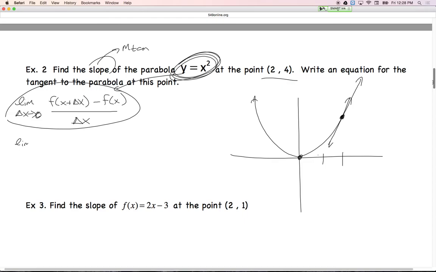Here we go. Limit as delta x approaches 0. All right, f of x plus delta x. Help me here. This is f of x, which is really f of x equals x squared. So what would f of x plus delta x be? Be careful. I want to take this and plug it in for x, so I need to take the x out and plug the whole quantity in. So what is it going to be? Yeah, it's going to be x plus delta x quantity squared, which means you're going to have to FOIL it.